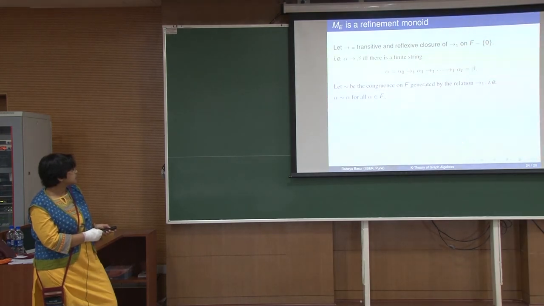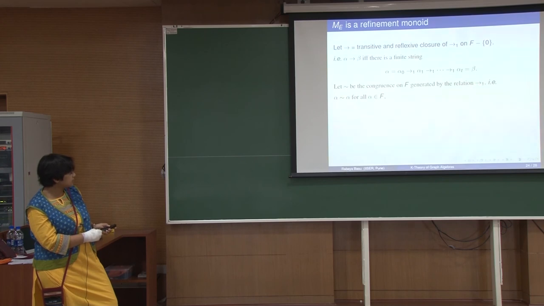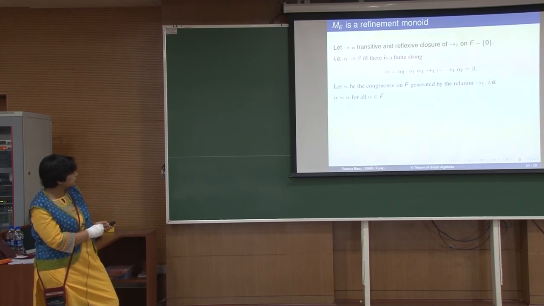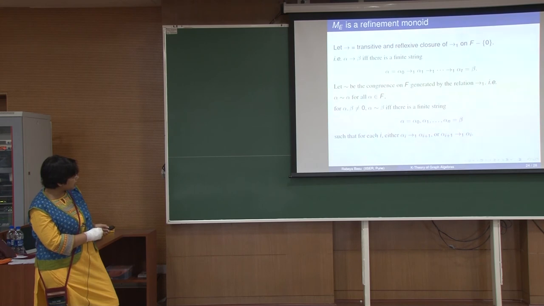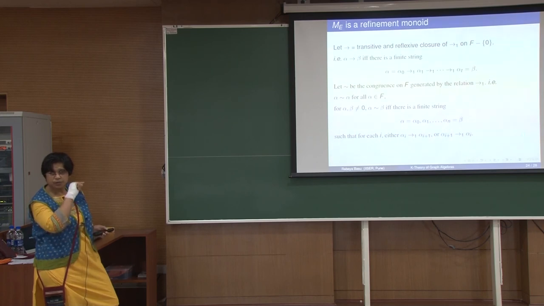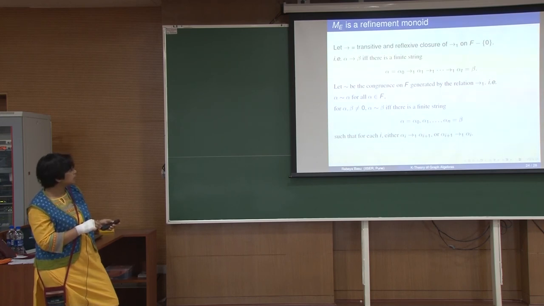So this is the congruence on F generated by alpha related to alpha, and alpha is equivalent to beta if and only if there is a finite string. So you are going from alpha to beta, you are allowing alpha i to alpha i plus 1, and also in the opposite direction. So you are also allowing paths in these ways.